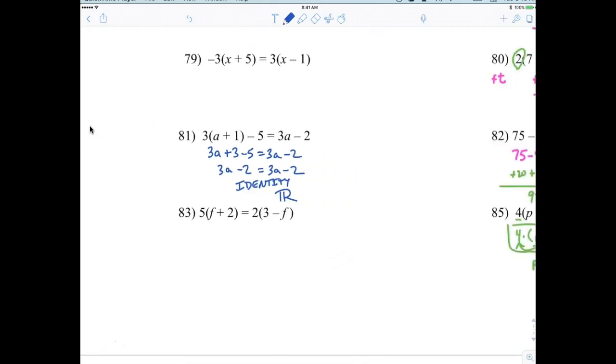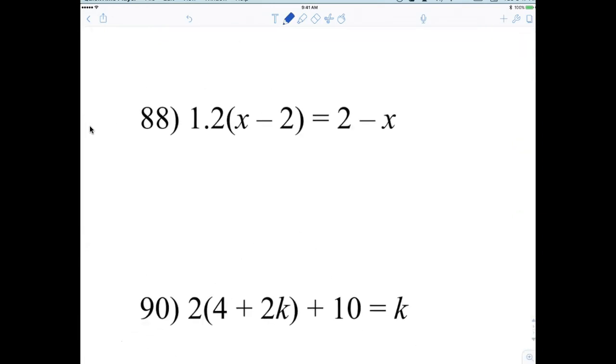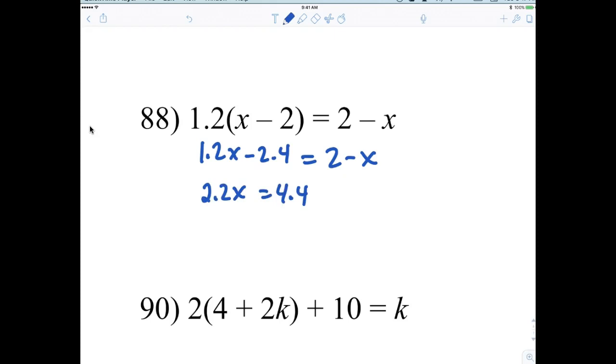Yes, quickly. 88. All right, let's take a look at 88. Now again, this is a nice little review of decimals. So this is 1.2x minus 2.4 equals 2 minus x. Moving things around, 2.2x equals 4.4, which is the same as 44 divided by 22. Good job, Reagan.